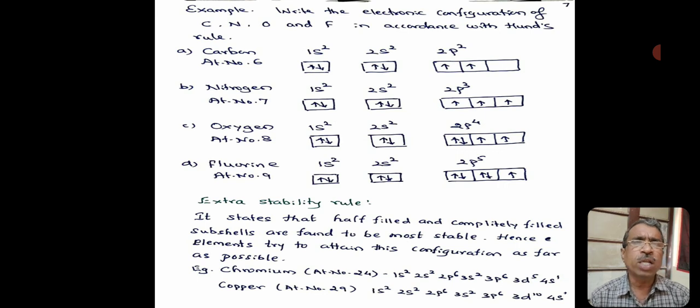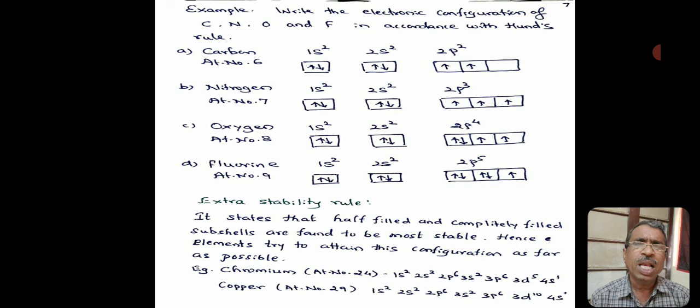Similarly, in nitrogen, the 3 electrons go to px, py and pz orbitals singly first. When we come to oxygen, 4 electrons are there in the 2p. So, 3 electrons go singly and the 4th will get paired up. In the case of fluorine also, the 3 electrons go singly first and then the other 2 electrons get paired up. This is the explanation regarding Hund's rule.